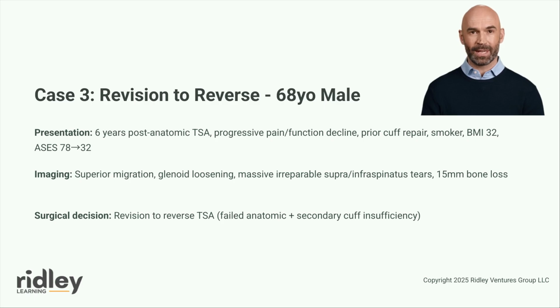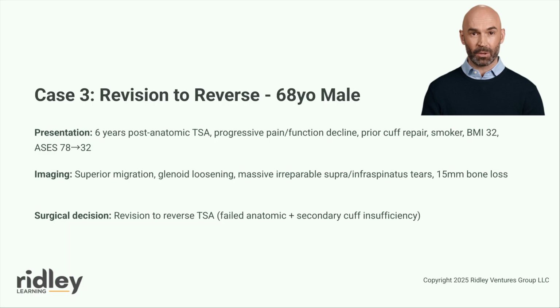Finally, let's examine case study 3, revision total shoulder arthroplasty for failed anatomic prosthesis. A 68-year-old male presented 6 years post-anatomic total shoulder arthroplasty with progressive pain rated 7 out of 10 with activity and 5 out of 10 at rest, and functional decline over the past 18 months. His active elevation had declined from 150 degrees at 1 year post-op to 90 degrees currently.